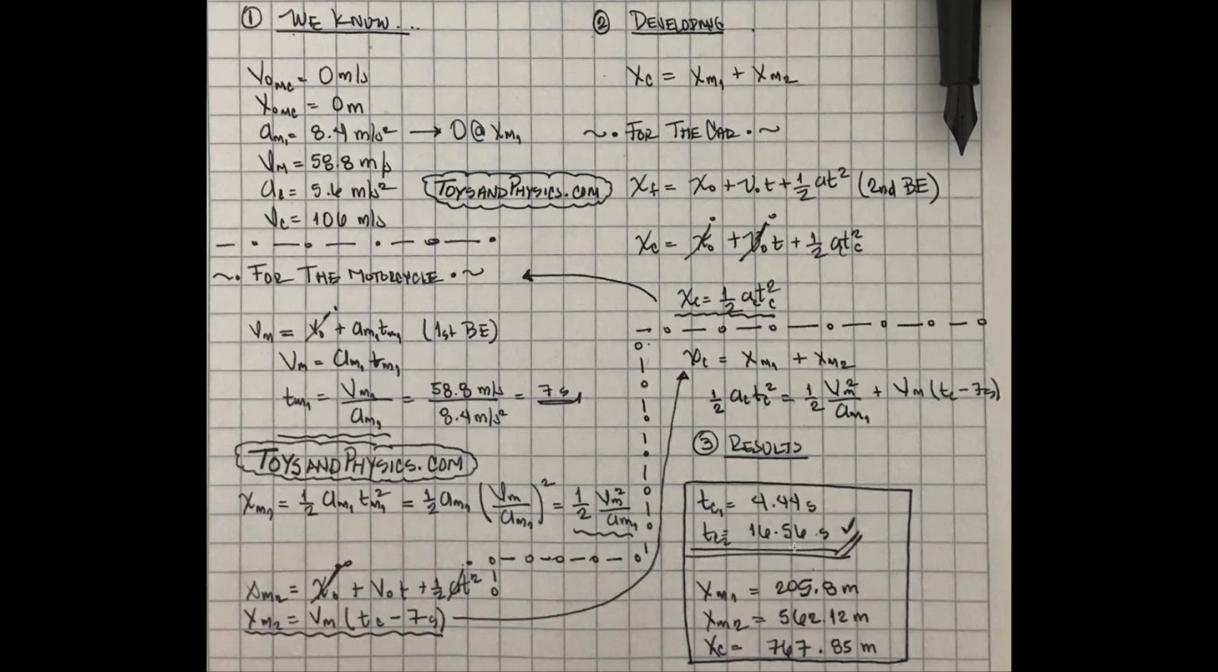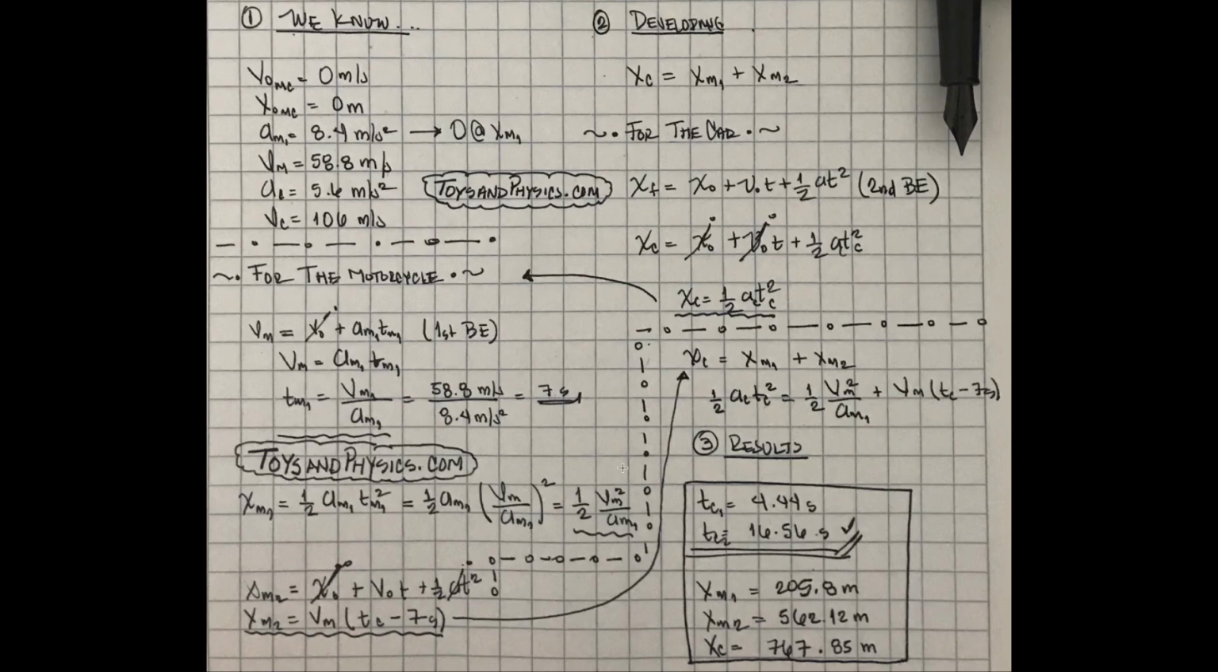And it has to be this one because we already know that it takes 7 seconds for the motorcycle to reach XM1. So in order to reach XM2, the time cannot be less than that. So that's how we can know that this is the right time that we are looking for, right? So with this, we have answered the main question that we had to answer here.